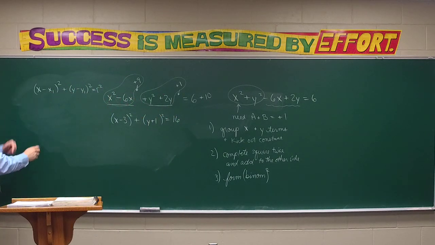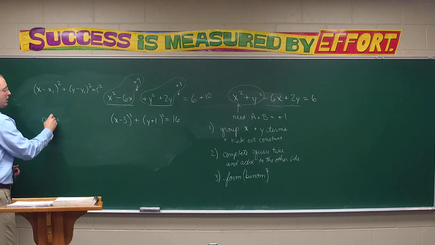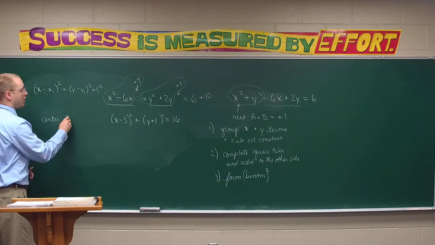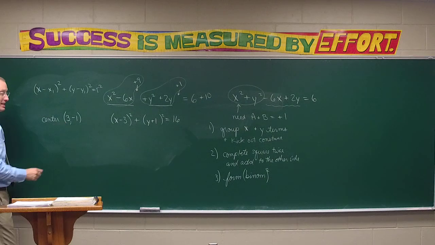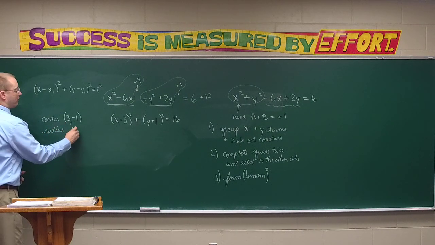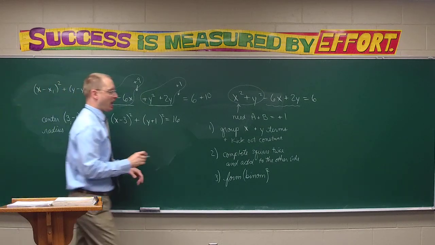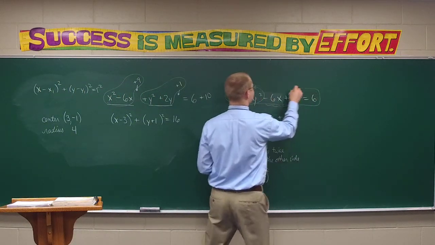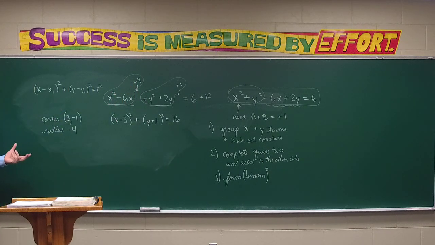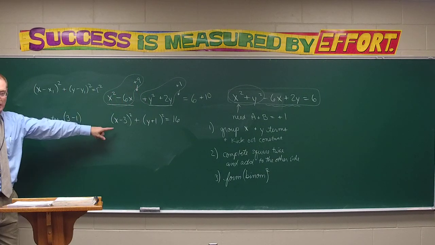So what is the center of my circle? 3, -1. 3, -1 is my translated center. And what is the radius? 4. We couldn't see it in the conic form. The conic form is a nice, neat, no parentheses form that's consistent across all conics. The center radius form is helpful.